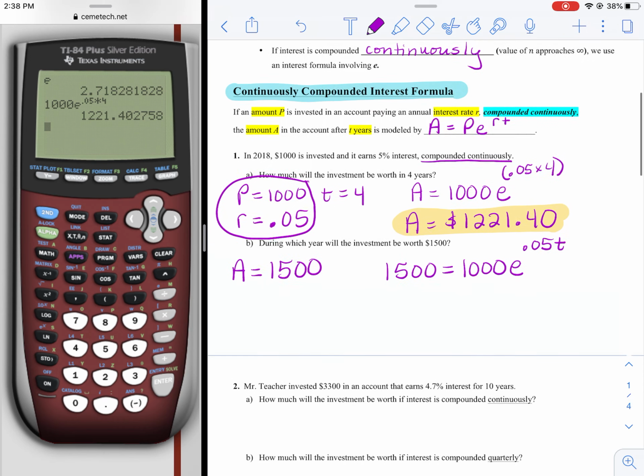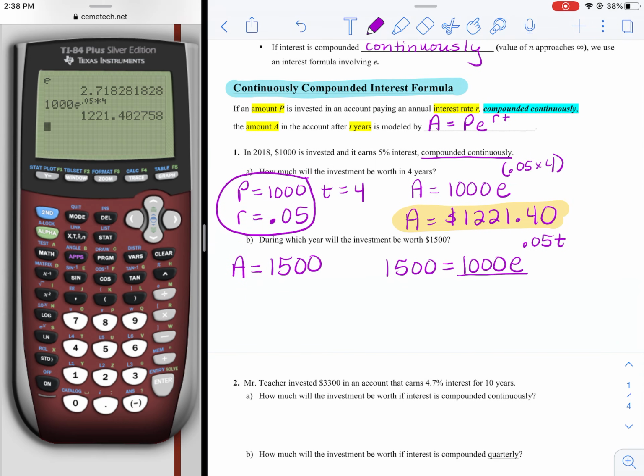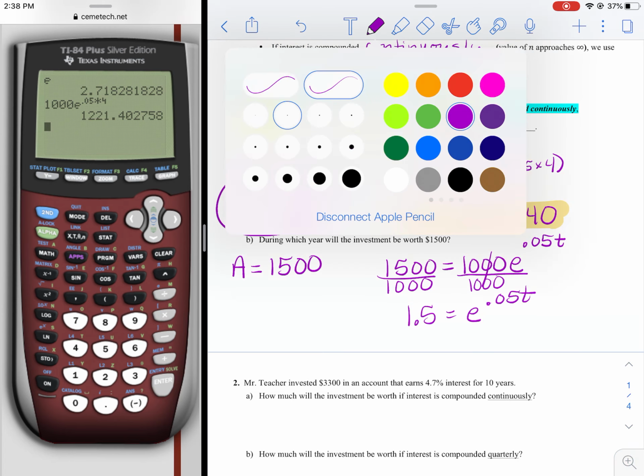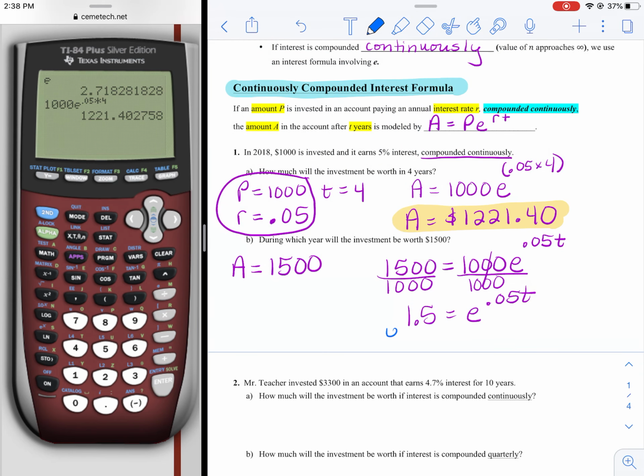We don't really have any methods yet to solve for an exponent, but I'm going to show you a new one. So we're going to start by getting that base of e by itself. So I'm going to divide both sides by 1,000. And I get 1.5 equals e to the 0.05t power. Okay, and from here, I'm going to be creative with the calculator. I'm going to let y1 equal 1.5, and I'm going to let y2 equal e to the 0.05t.